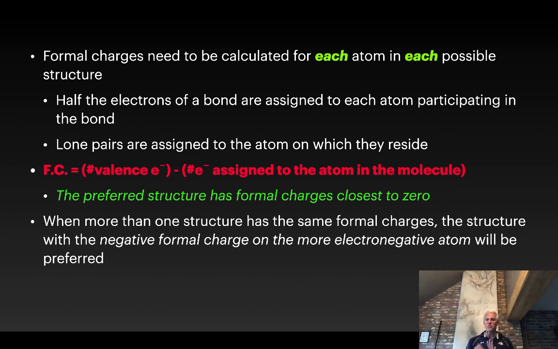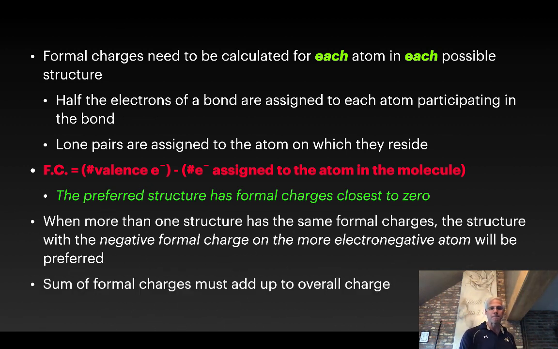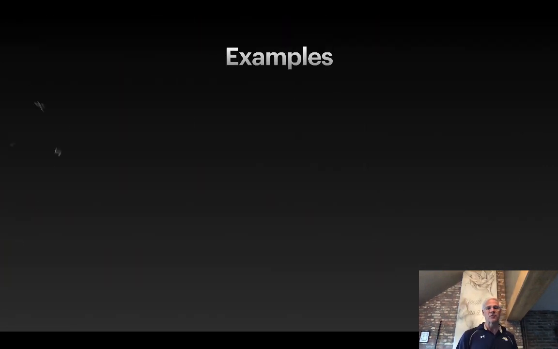Okay, now occasionally you'll have more than one structure with the same set of formal charges, but they might be on different atoms. If this is the case, then the structure that has a negative formal charge on the more electronegative atom will be preferred. And I will show you an example of that in a video. Okay, and there's what I mentioned earlier. So here's some examples.